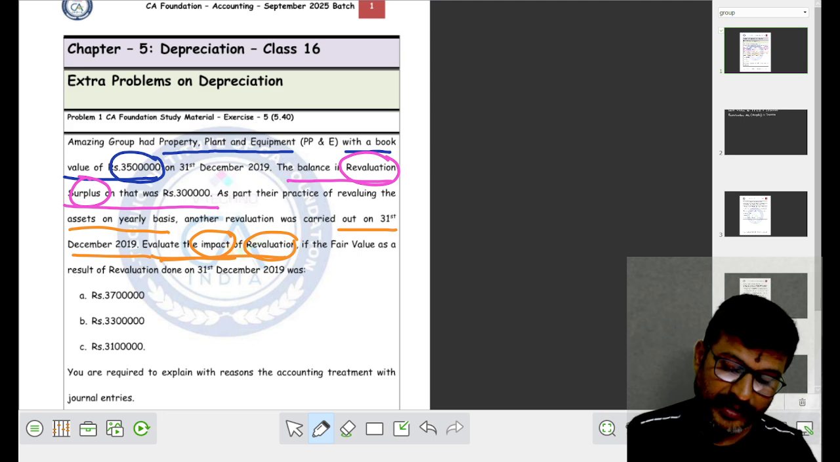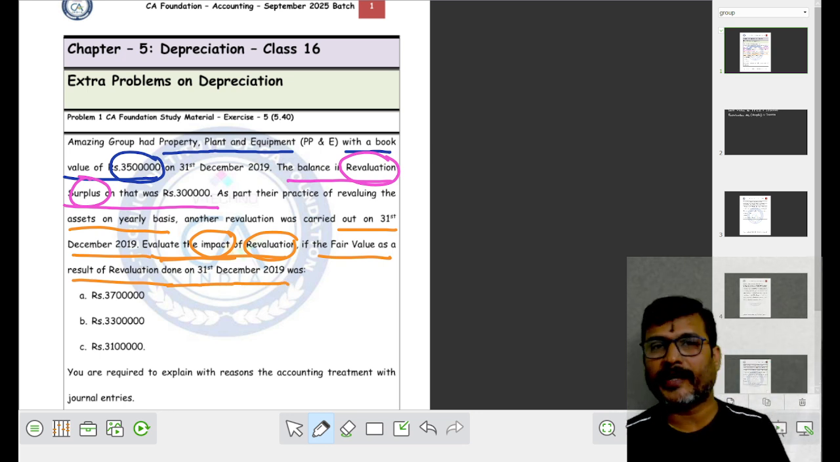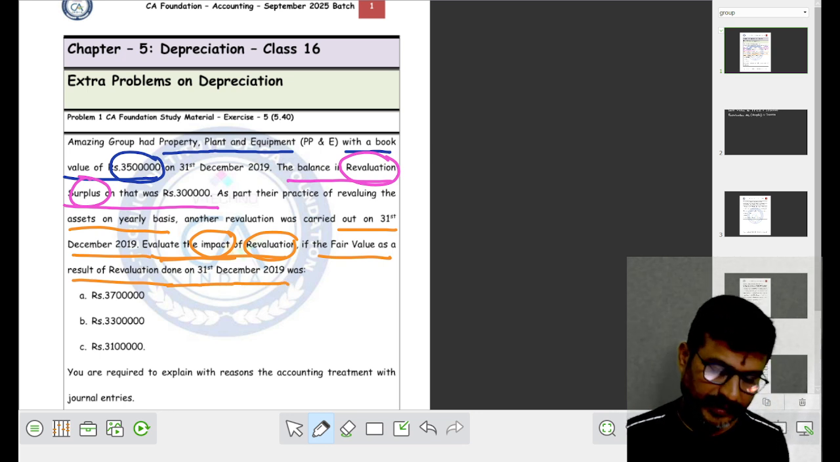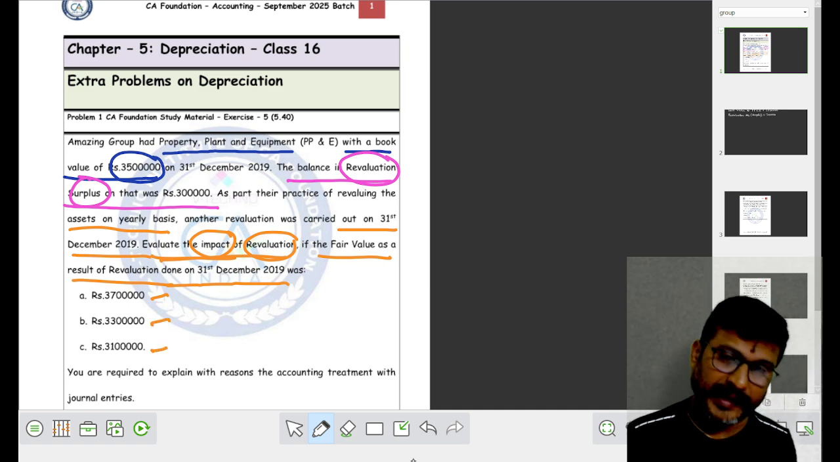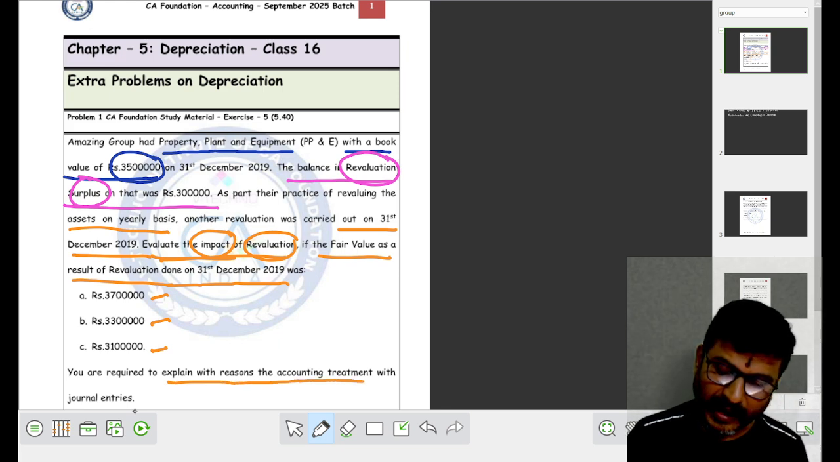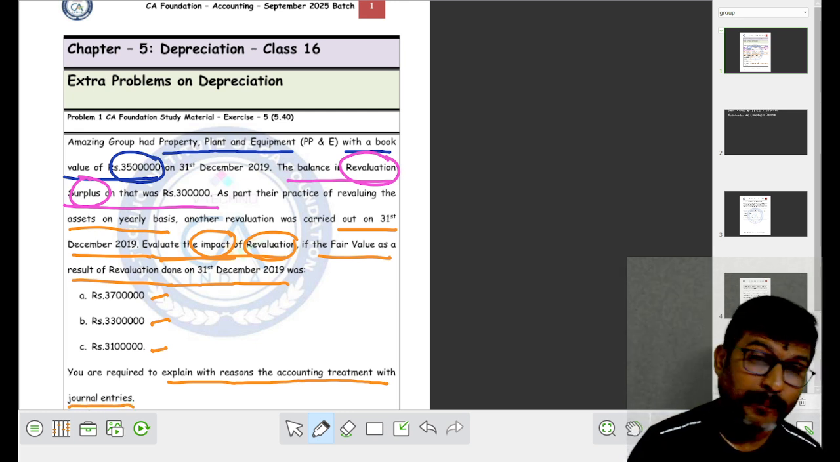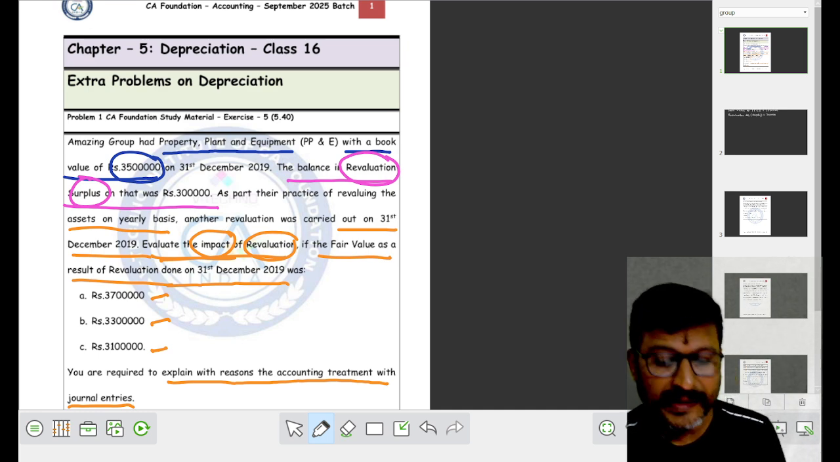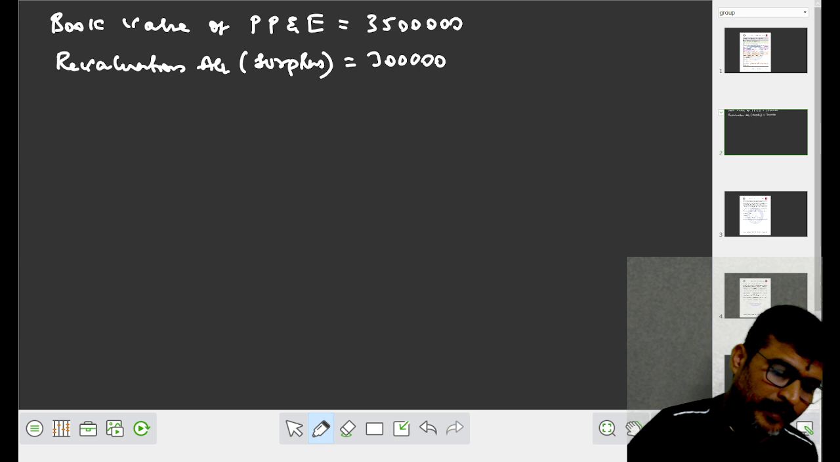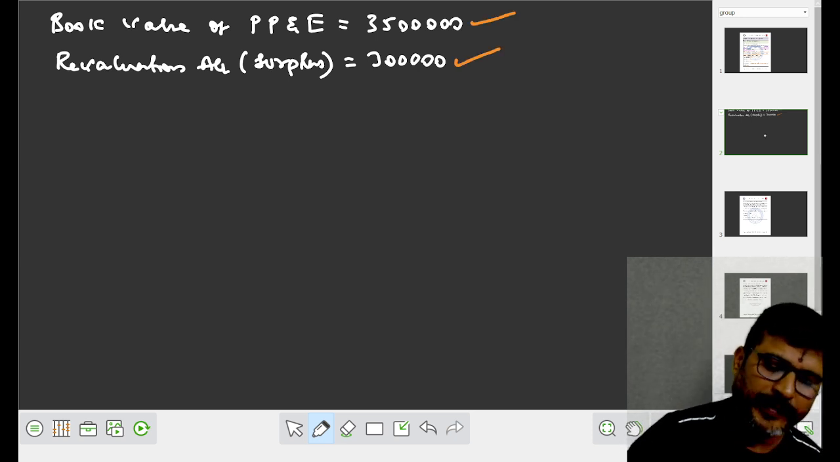Evaluate the impact of revaluation. If the fair value on revaluation done on December 19, 2019, is, as per three options given, 37 lakh, 33 lakh, or 31 lakh, of the property, plant and equipment, you are required to explain with reasons the accounting treatment with journal entry. So we have to explain with reasons by giving the journal entry. See my dear students, the book value of property, plant and equipment is 35 lakhs. Revaluation surplus is 3 lakhs.